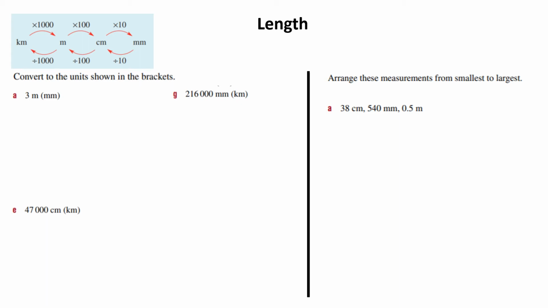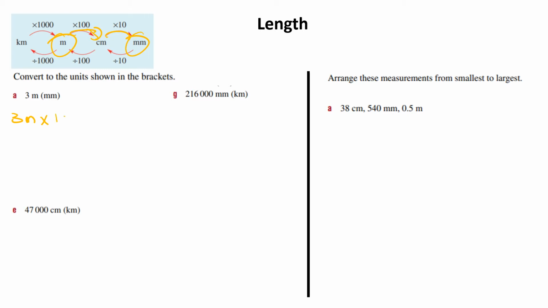So here's an example of some ones we want to do. If I'm going to go from 3 meters, so I'm going to go from here to here, I need to do these two steps. I need to multiply by 100, then multiply by 10. So that's what I'm going to do. I'm going to do each step individually. You can join them together, but for the moment, I'm not going to do that.